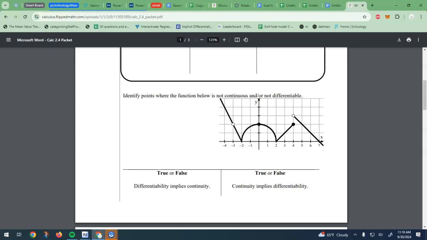Any issues there? Everything's fine there, right? It's continuous, it's differentiable, it's nice and smooth, everything's good. x equals 2. Is x equals 2 a discontinuity? Nope. So it's the same as negative 2, basically, right? Not a discontinuity, but it would be not differentiable because you got a corner.